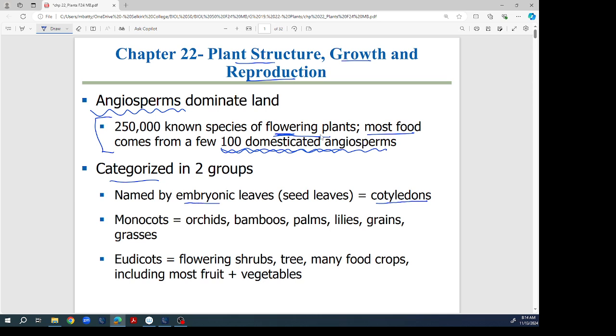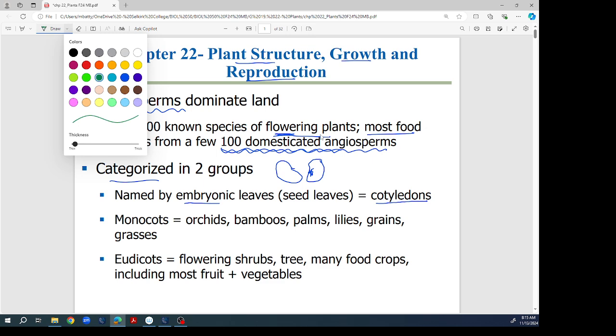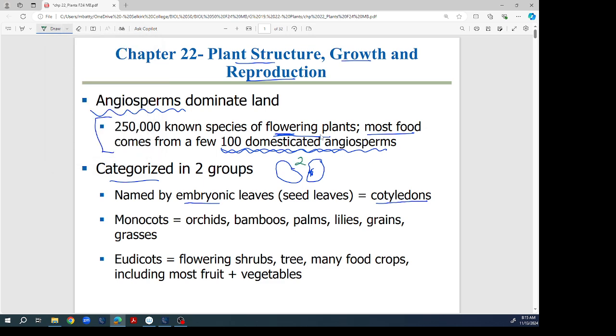You've seen this if you've cracked open a peanut: there are two halves to the peanut, and then there's a tiny little embryo in here. These are the cotyledons. Now, we could talk about how there are monocots and there are dicots. What I just drew could be a bean or a peanut. There are two cotyledons, so those are eudicots, or sometimes called dicots.